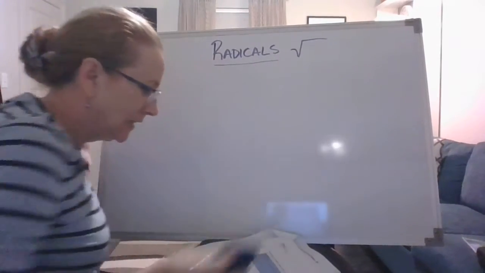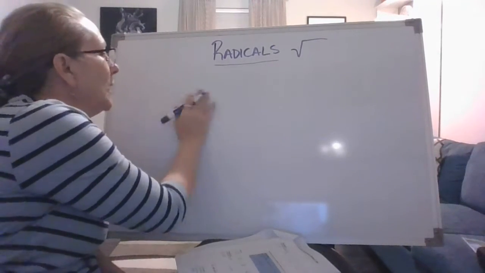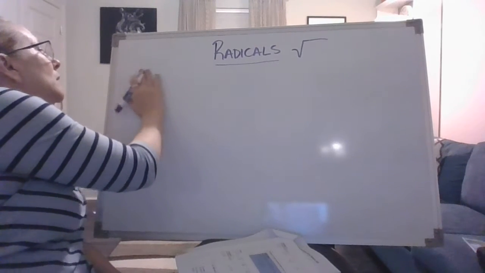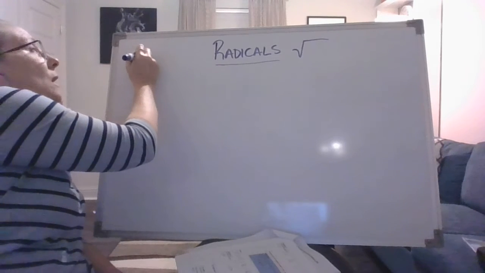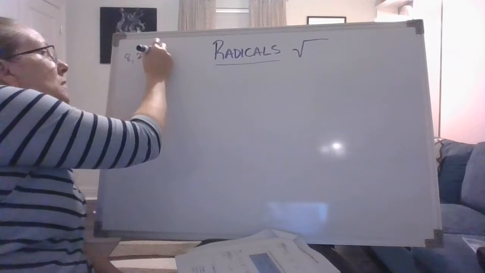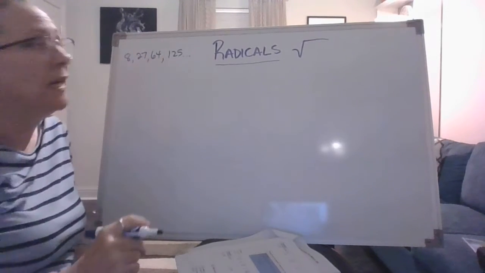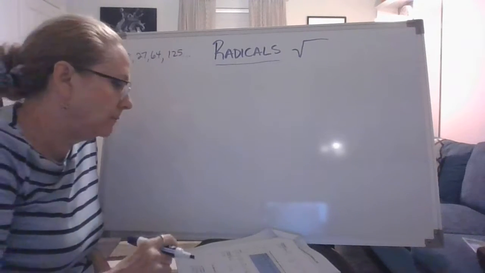Okay, next part, cubes. Well, we said 2 cubed, let's just make a quick list. Here's some cubes right over in the corner. 2 cubed is 8. 3 cubed is 27, 4 cubed is 64, 5 cubed is 125, and so on. So let's keep some of those in our head.